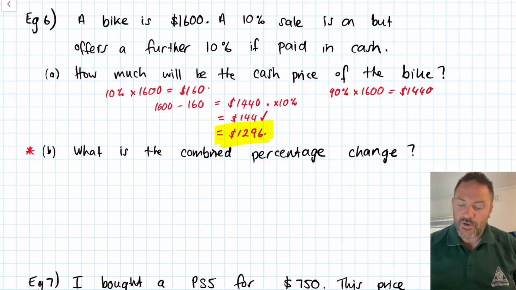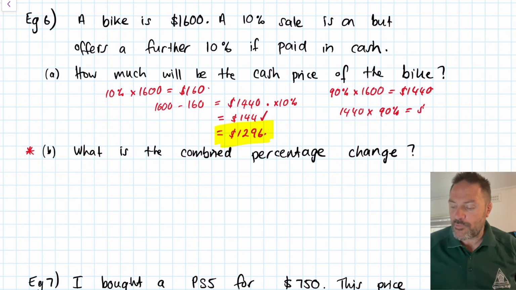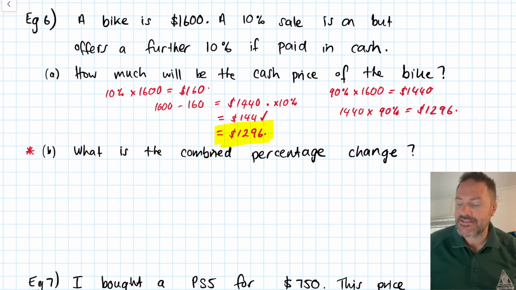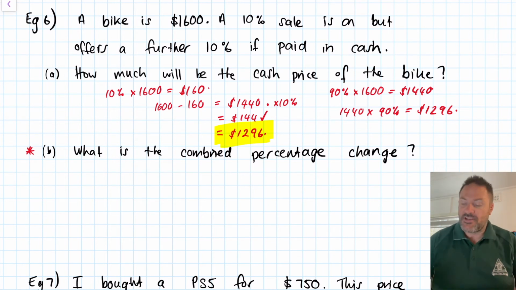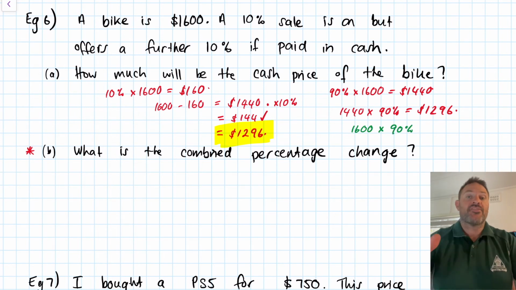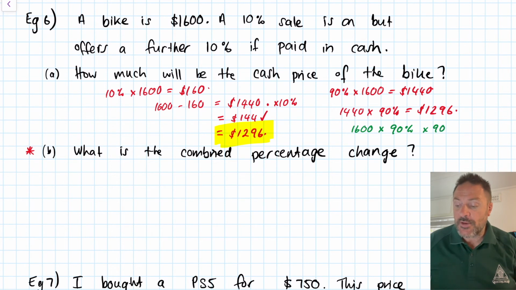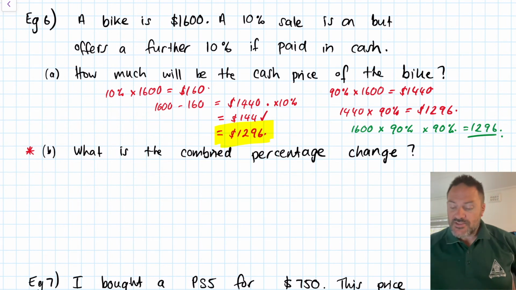Now, of course, we could have done the same thing and said 1440 times 90% again, and that would have brought up that 1,296. In fact, if you're in 5.3 and you're really trying to push things a little bit, you could have taken your original price of 1,600 and simply times it by 90%. That decreases it the first time, and then you could times it by 90% a second time, and that would also give you $1,296. So two different methods you could do there, but both generate that same answer.